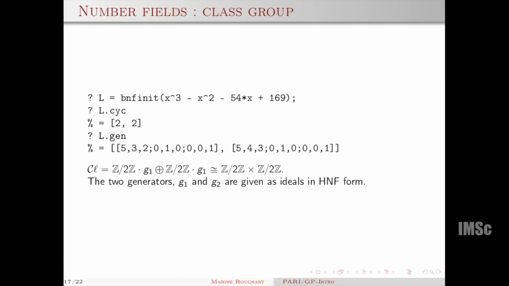The first one I call G1, which is that, and the second one G2, which is this one. Here it should be a 2. Okay, so these are matrices in the HNF form that we saw earlier. These are not vectors. Here and there, you can see semicolons. So now, matrices.